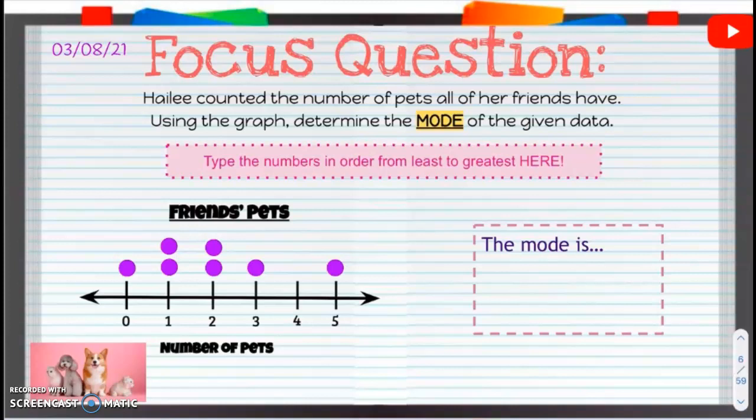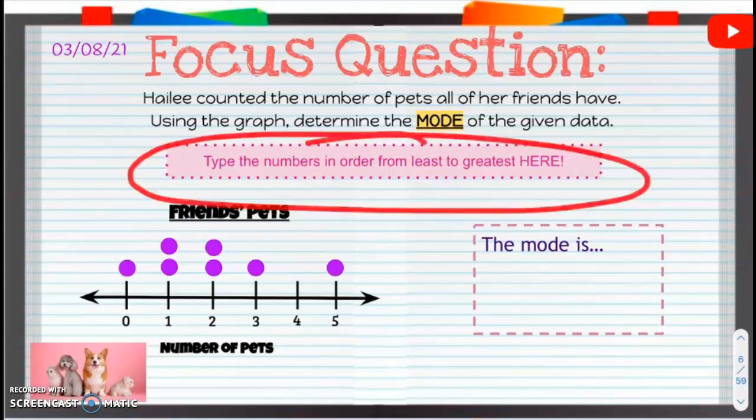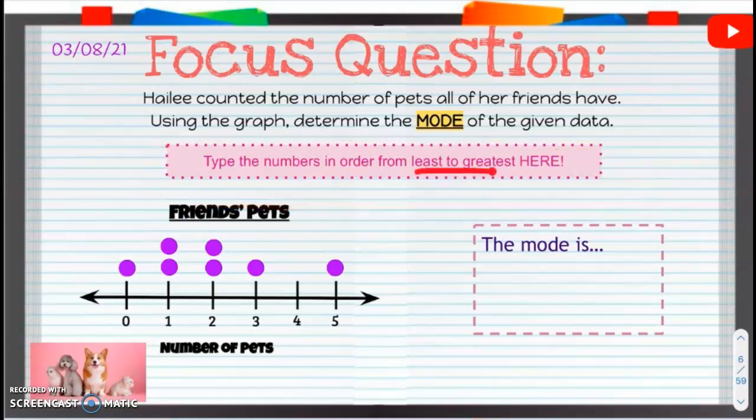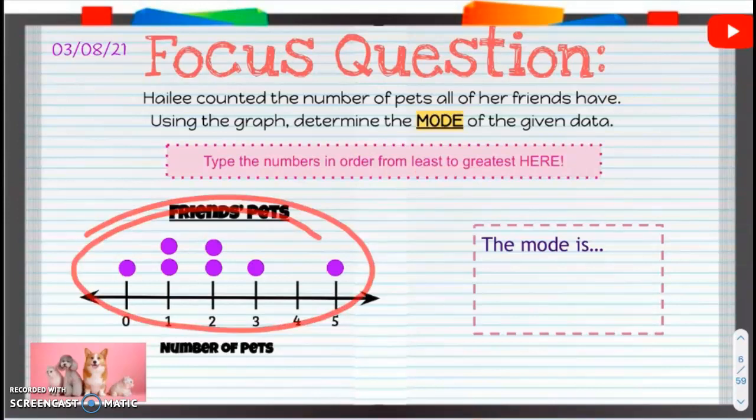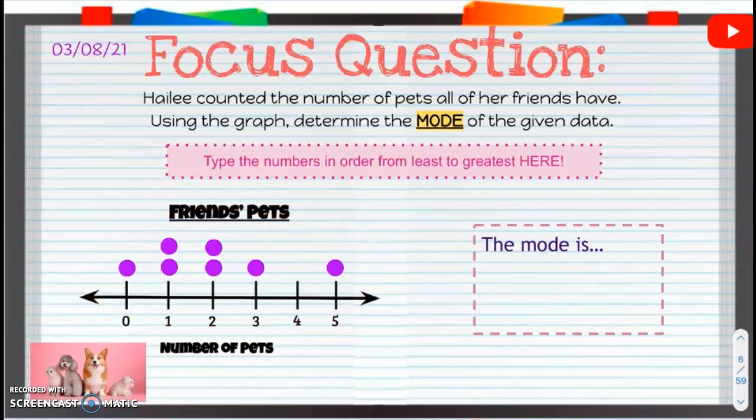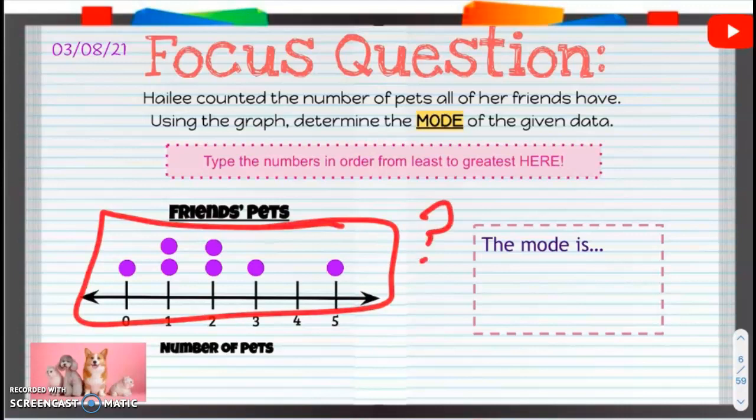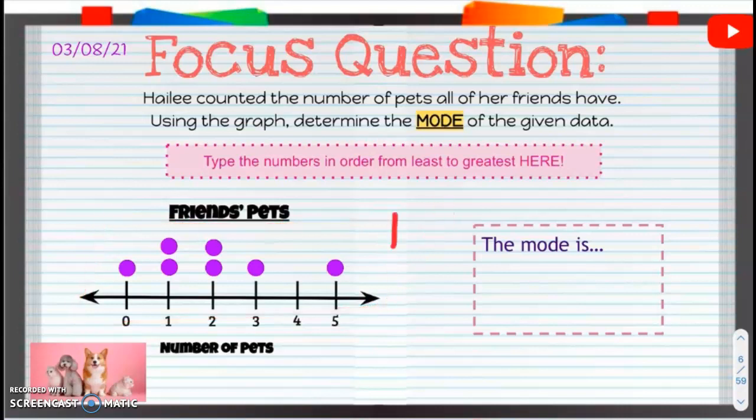So, this box right here, I would love it if you guys can write the numbers in order from least to greatest. So if we write them in order from least to greatest, first of all, in the graph, we're going to figure out what these numbers even are. So how do we even read this graph? We don't know, but we're going to make a know. We're going to know how to do it, and we're going to learn it.